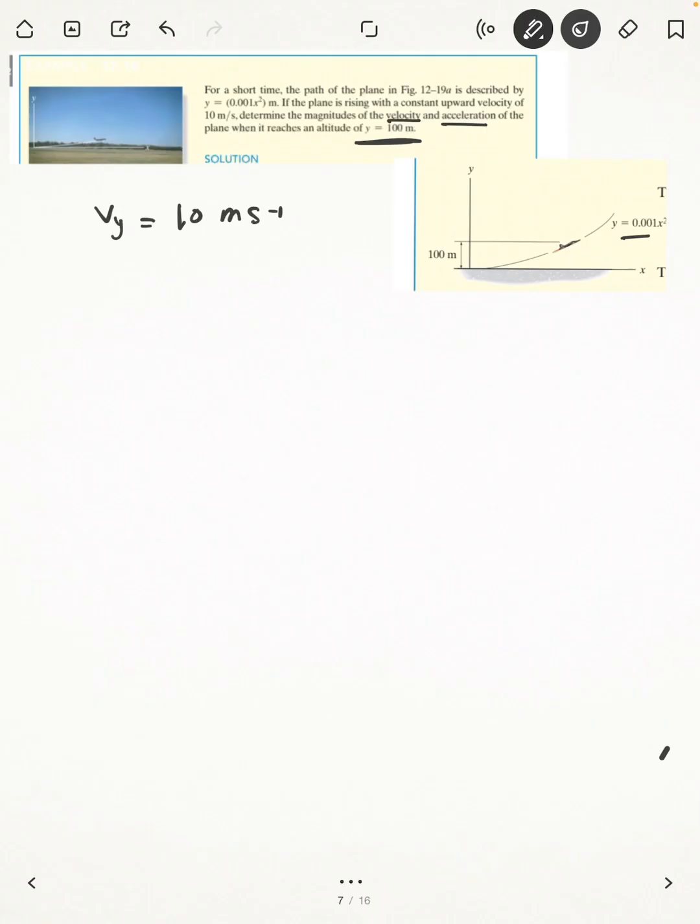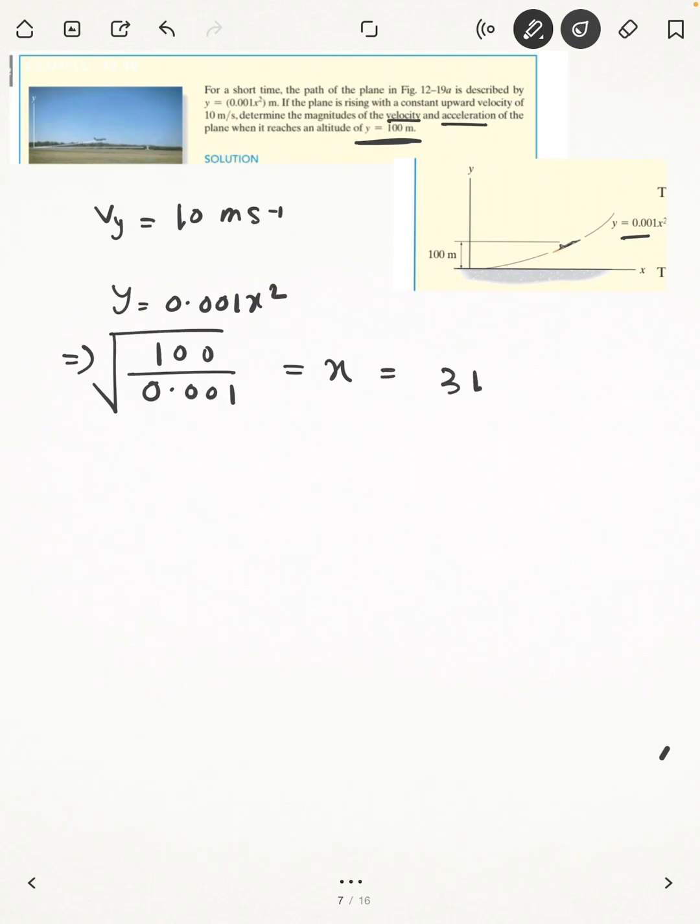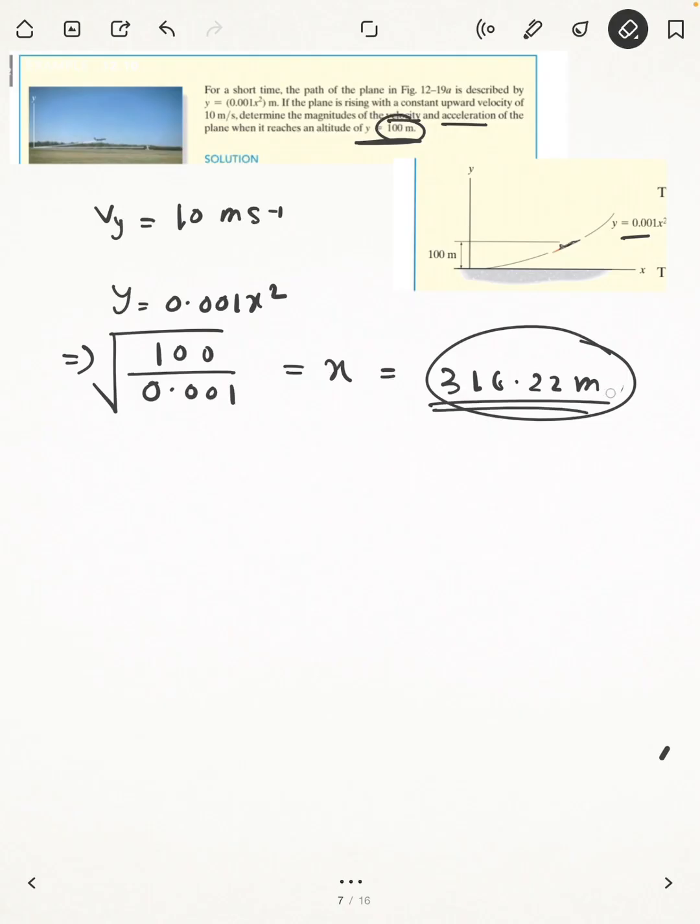Okay, and we have been given an equation for y. Y is 0.001 x squared. So for y equal to 100, what should be the value of x? If I put y equal to 100, then x will end up being 316.22 meters. So when y is 100 meters, x should be 316 meters. It's not millimeters, it should be meters.